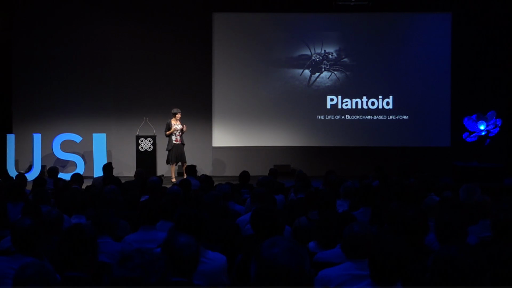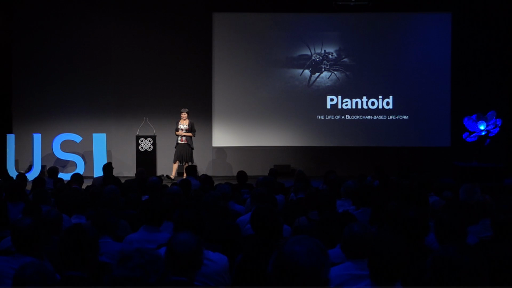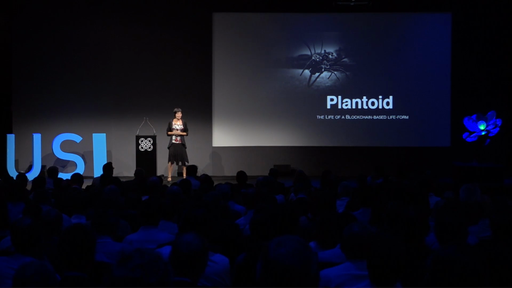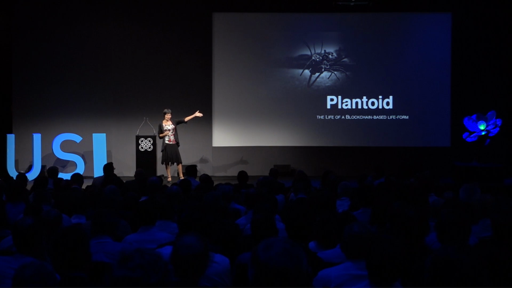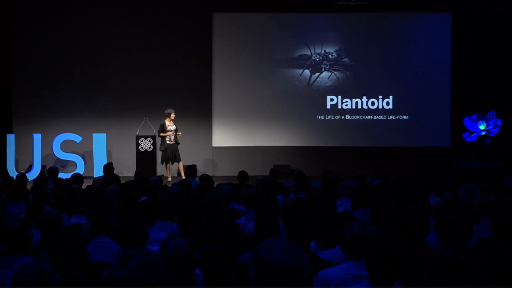And of course, this might be quite confusing at first, but in order to illustrate this concept, I have brought here a small prototype of a blockchain-based life form, which is a plantoid. So a plantoid is the Android version of a plant, and it is my own personal attempt at illustrating in the physical world what are the core functionalities of a decentralized blockchain-based organization. And so, what is a plantoid and how does it work?